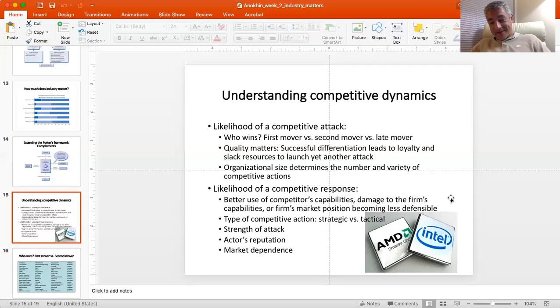Strength of the attack, that's an interesting one. So there's a story that I like very much about Intel and AMD. You know that these two companies produce microprocessors used in computers. And historically, Intel was controlling about 80% of the market. AMD was a distant second with about 15% of the market. And the way the industry operated, Intel would invest a lot of money into developing the next generation of processors. AMD would reverse engineer those and come up with their own versions about 6 months later.